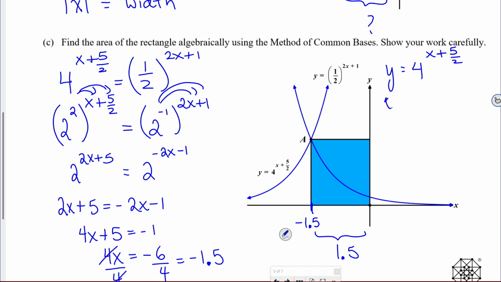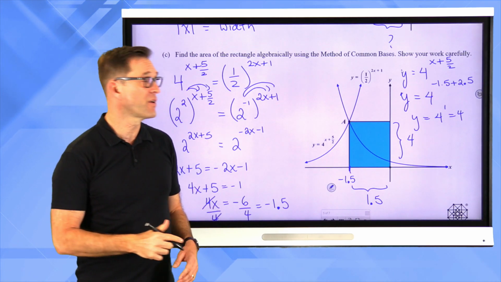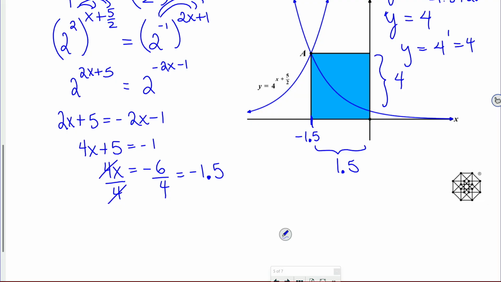If I substitute my x in there, I'll have 4 to the negative 1.5 plus 5 halves, and I'll just change that to 2.5 so it makes it easier. That's going to be y is equal to 4 to the first, actually. So that's 4. So the height of my rectangle is equal to 4. And now I can figure out the area. Last but not least, the area of the rectangle is 1.5 times 4, and that's going to end up being 6.